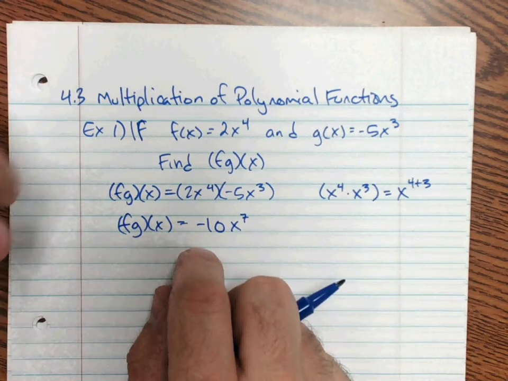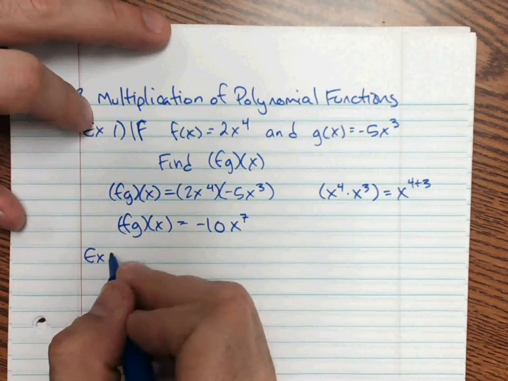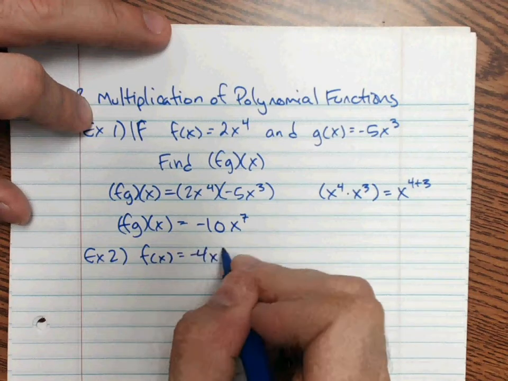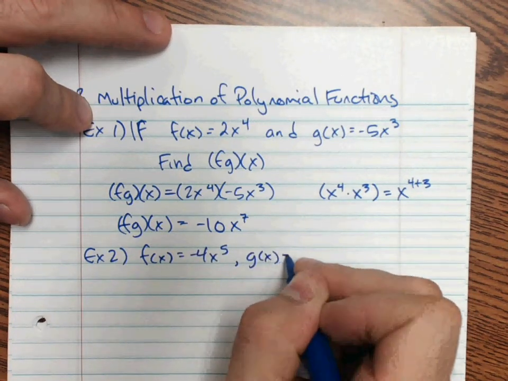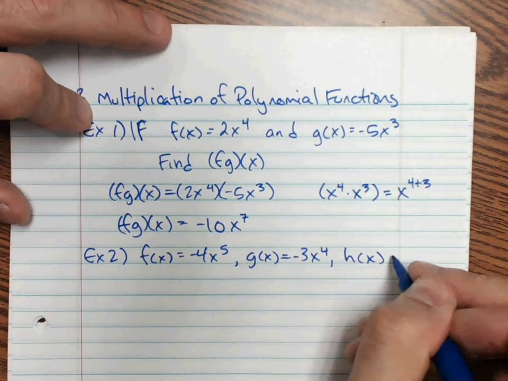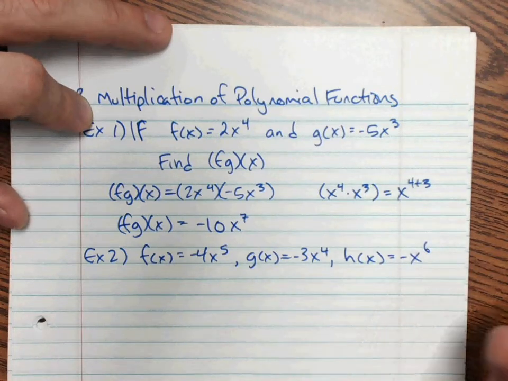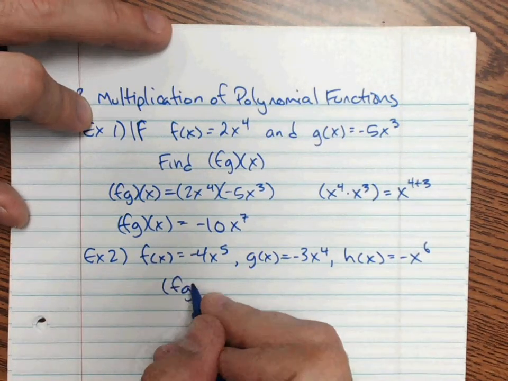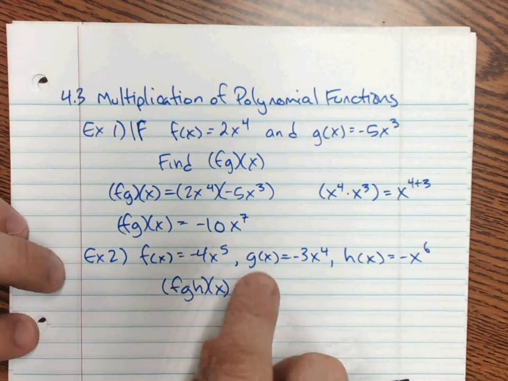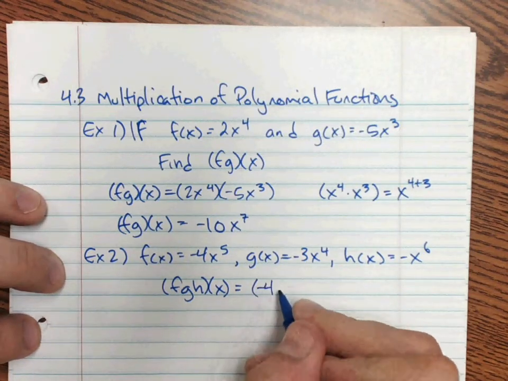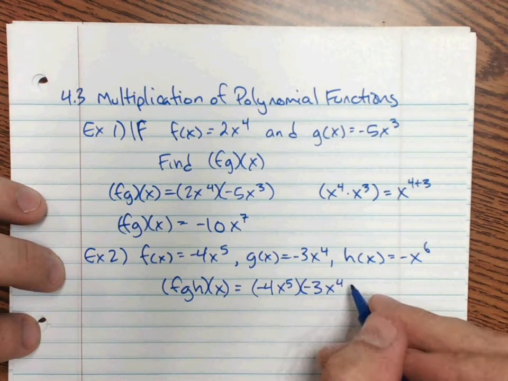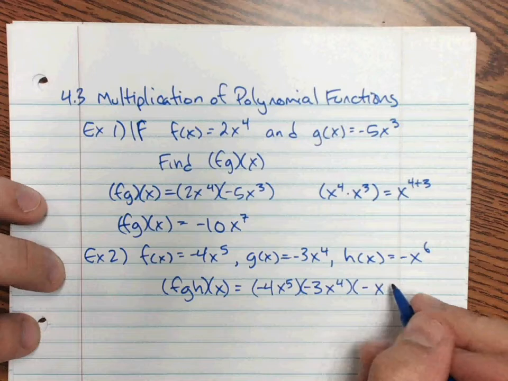Okay, fairly simple. With our next example, it's going to be very similar. So we're going to say that f of x equals negative 4x to the fifth, g of x equals negative 3x to the fourth, and h of x equals negative x to the sixth. And we want to find f, g, h of x. Now the way we're going to do that is the same way we did up here. We're just going to multiply them all together. So negative 4x to the fifth times negative 3x to the fourth times negative x to the sixth.